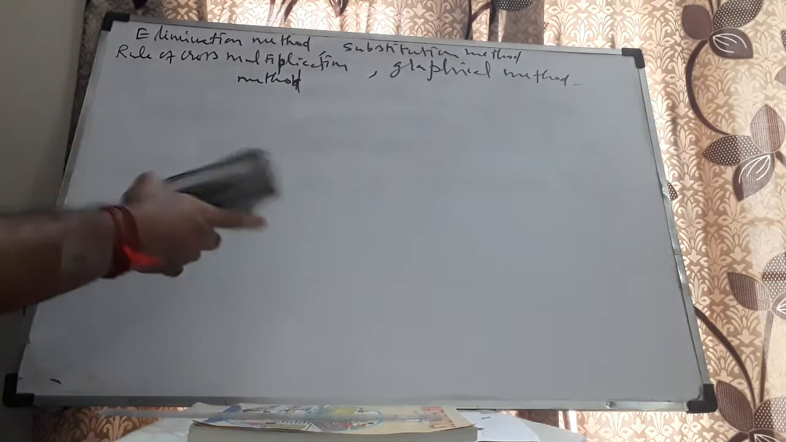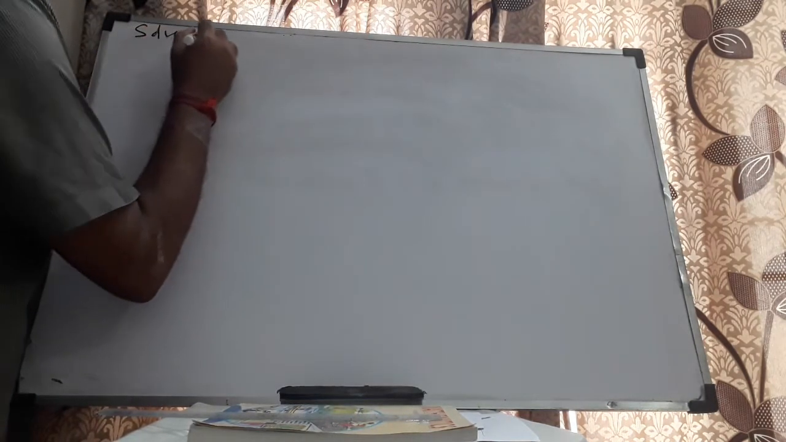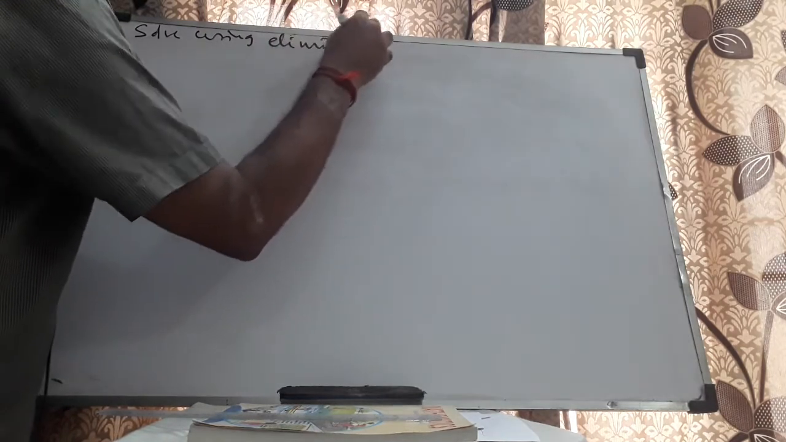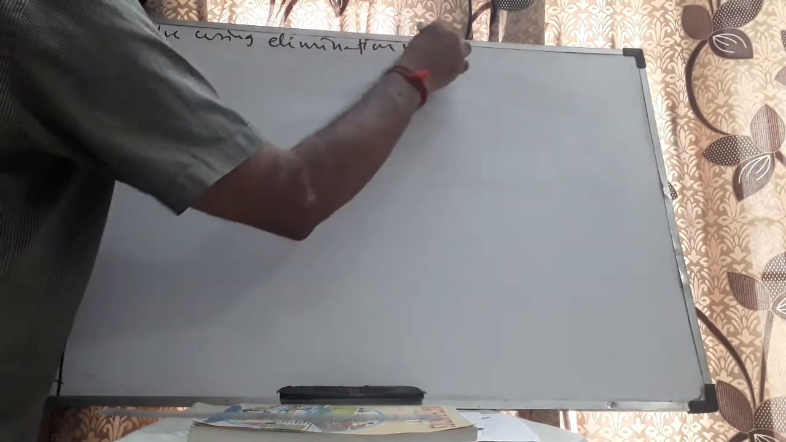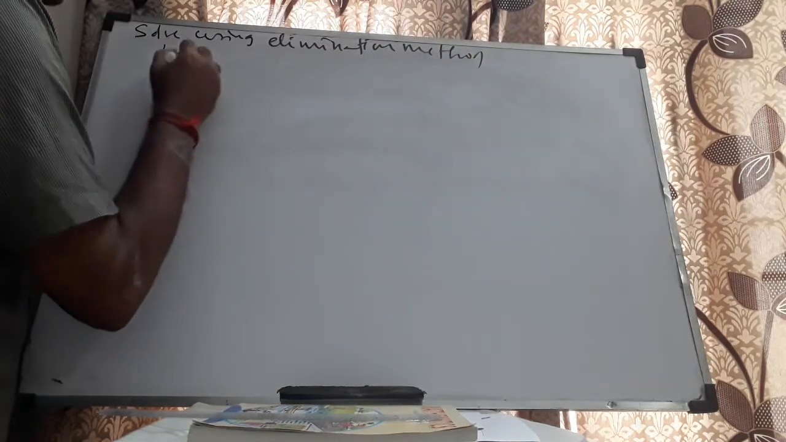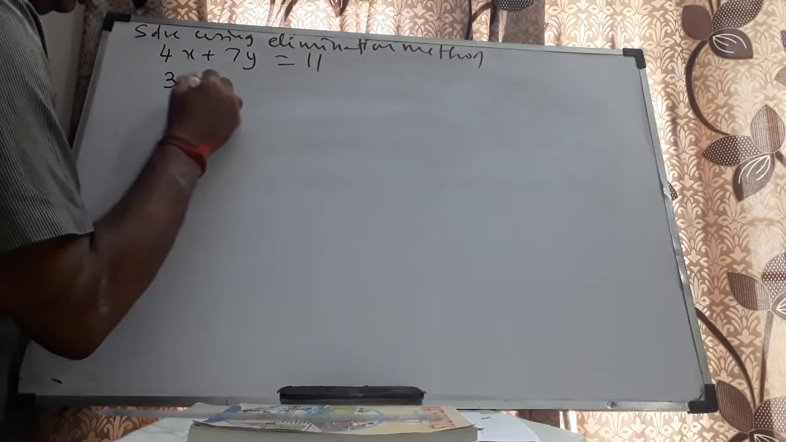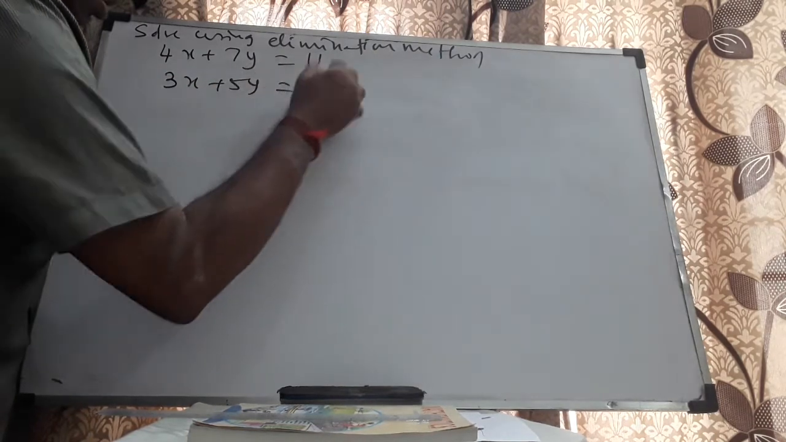In this particular video presentation, we will just deal with the elimination method. How to go about the elimination method. Solve using the elimination method: 4x plus 7y is equal to 11, 3x plus 5y is equal to 8.